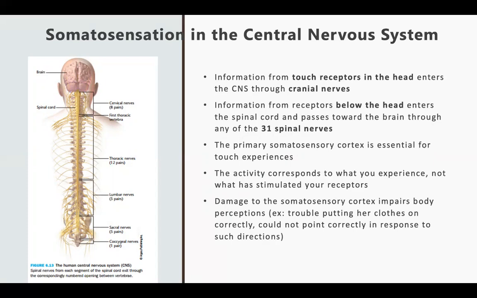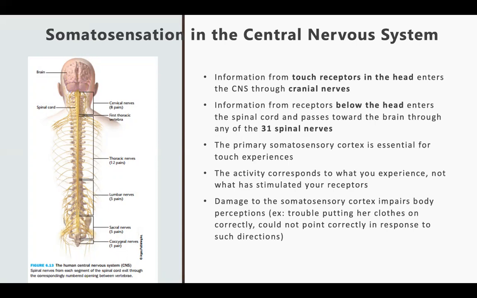brain through any of the 31 spinal nerves, including 8 cervical nerves, 12 thoracic nerves, as you can see in this figure, 5 lumbar nerves, 5 sacral nerves, and 1 coccygeal nerve. And the primary somatosensory cortex is essential for touch experience.